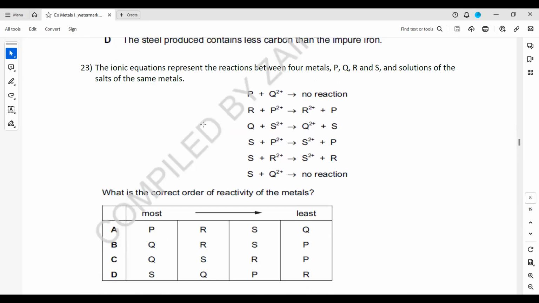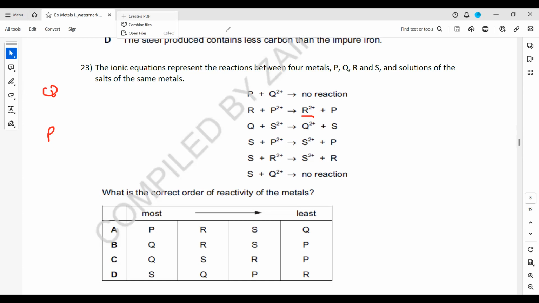Then again, you have to sort out the reactivity. So between P and Q, which is more reactive? Q, because it exists as an ion. So Q is more reactive than P. Between R and P, because the reaction happens, which is the ion? R is the ion, so R is more reactive.